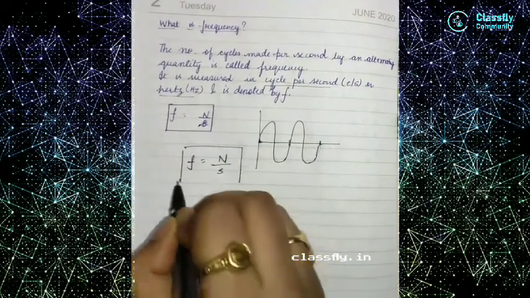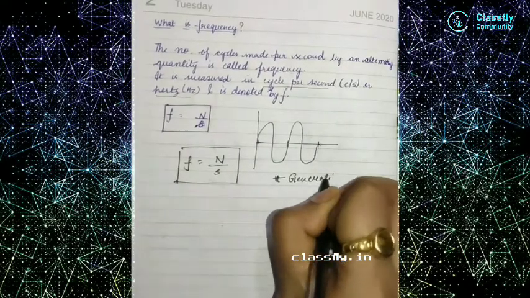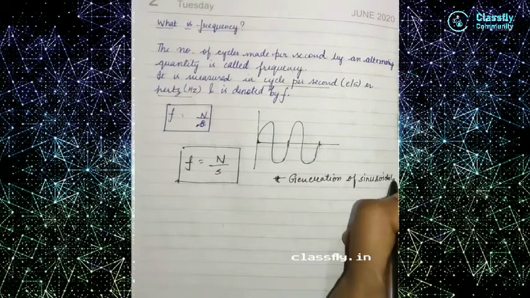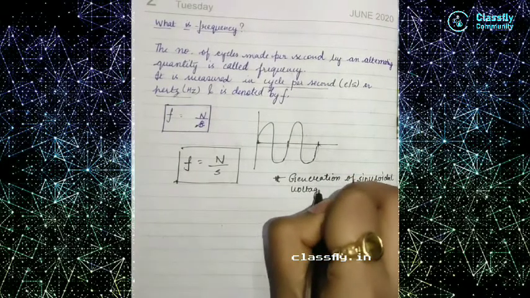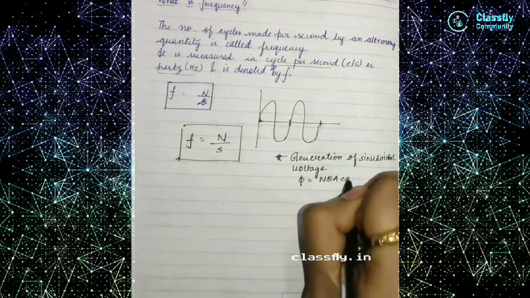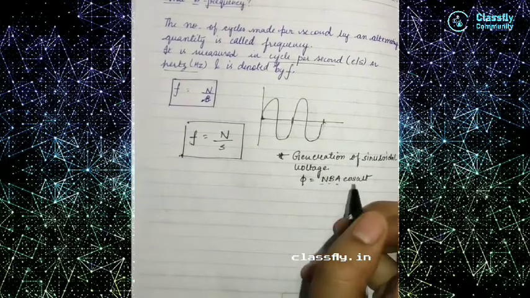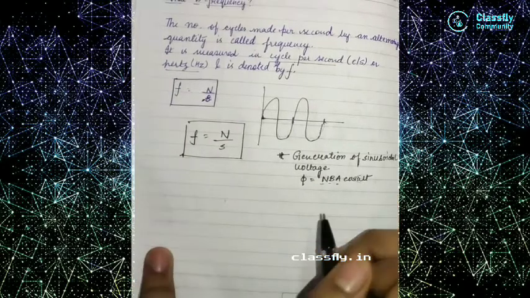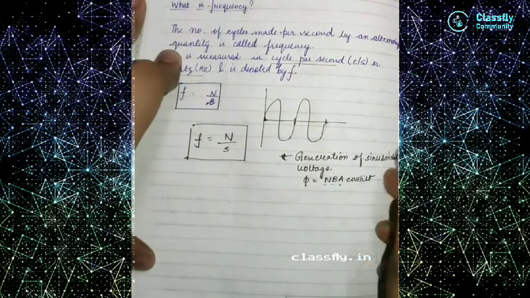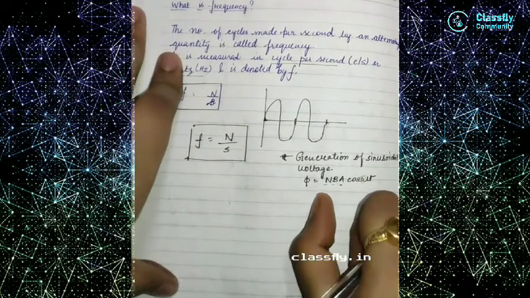So today what did we learn? Today we learned about the generation of sinusoidal voltage. First we know that phi is equal to NBA cos omega t, where N is the number of turns, B is the magnetic field, A is the area, and omega is the angular speed. When a coil is placed in a magnetic field and rotated at an angular speed, we get an EMF.